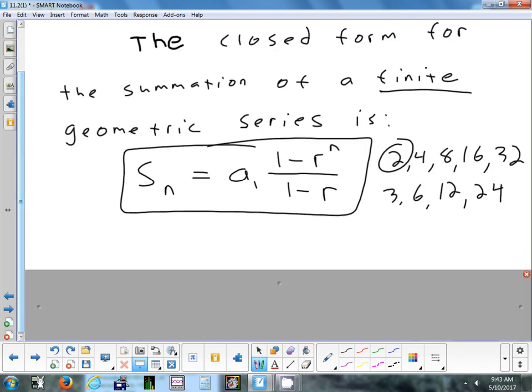How do you know a sequence is geometric? Both of the examples I just gave you are. But what does geometric mean? You're multiplying. You would not use this formula on something like this. That's not a geometric sequence. That's arithmetic.